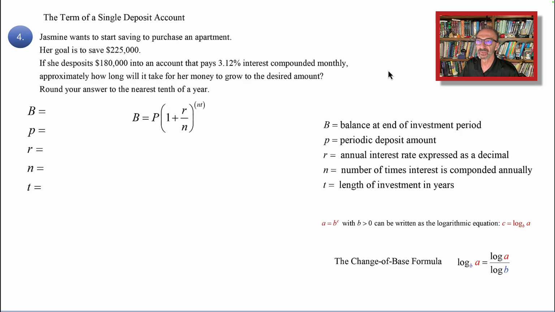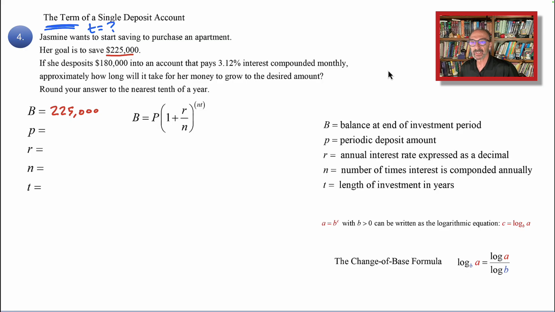Number 4, the term of a single deposit account. So we're looking for how long. That's T equals question mark. Jasmine wants to start saving to purchase an apartment. Her goal is to save $225,000. That is our balance that we want to end up with, 225,000. That's the balance.